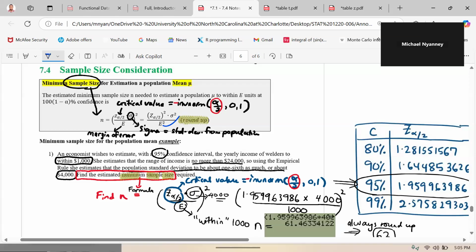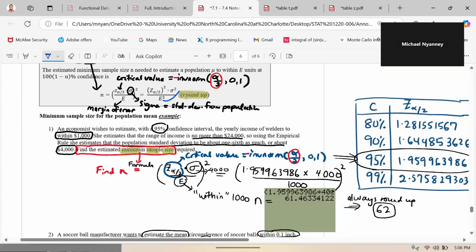So we want to consider some examples. Use the formula, then you do what you want to do. We know how to find Z alpha over 2. The sigma will be given, and the within and the number that comes is your E. Okay, so let's check this example. An economist wishes to estimate with a 95% confidence interval. So we have our alpha as 5%. Divide by 2, that's 2.5%. So Z alpha over 2 here is 1.96. You are good to go.